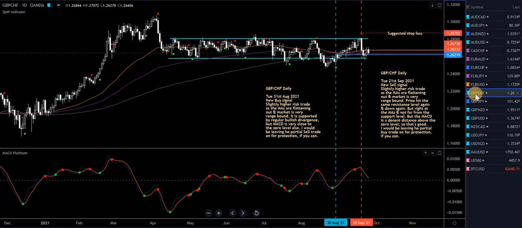Pound Swiss, another couple of trades. We had a buy back here. Look at this, range bound. This has been range bound for a long time. If you've watched any of my videos, I've been banging on about this for a while. So let's look at the buy here.